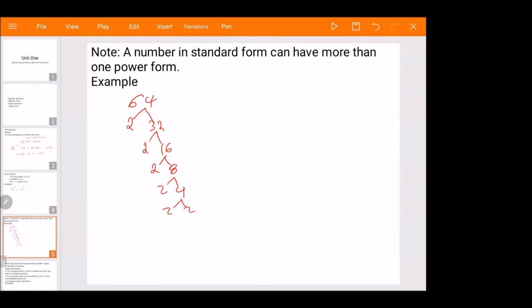After we did this work, we collect the prime factors, that means 2. So 1, 2, 3, 4, 5, 6: 2 times 2 times 2 times 2 times 2 times 2. How many times? 6 times. The factor 2 is repeated 6 times. So when we write a given number in standard form as a power form, we write that number as a product of the same or identical factors. So we can say 64 can be written in power form as 2 to the power of 6.